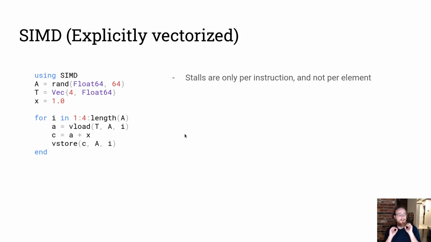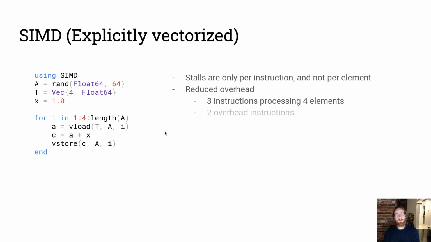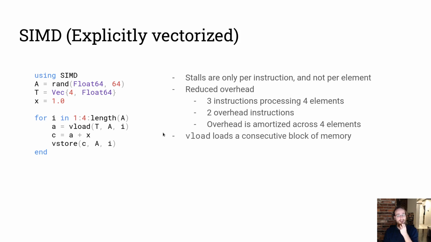If you think back to our original program, we will have stalls here as well, but they are per instruction and not per element. And so we're now doing 4 times the amount of work for the same sequence of operations. We reduced overhead because this is basically like our unrolled loop, except that we do it in 3 instructions. And 3 instructions here process 4 elements, so we have 2 overhead instructions and we amortize the overhead across our 4 elements. The vload here loads a consecutive block of memory, and the vstore stores a consecutive block of memory. So starting at index I, it will store the vector C to A.